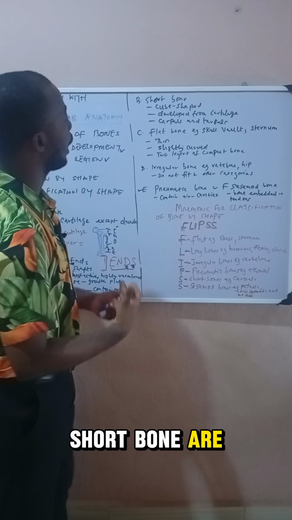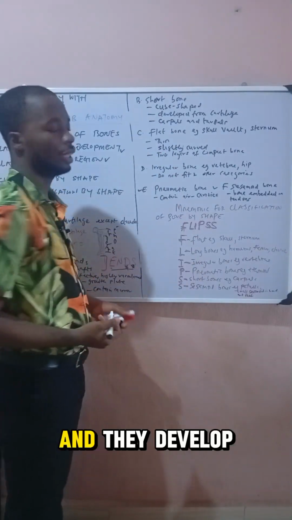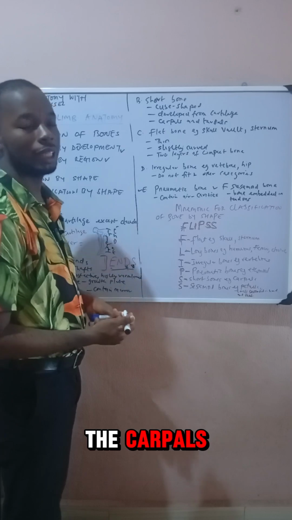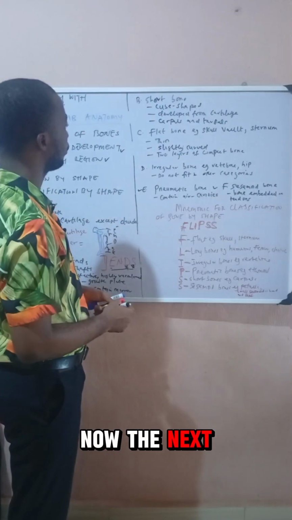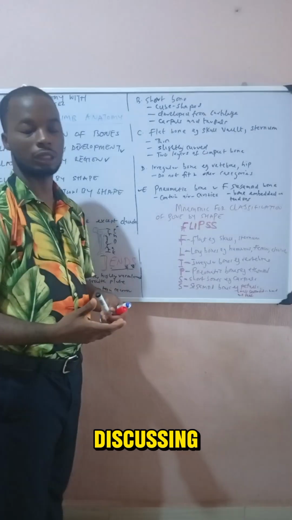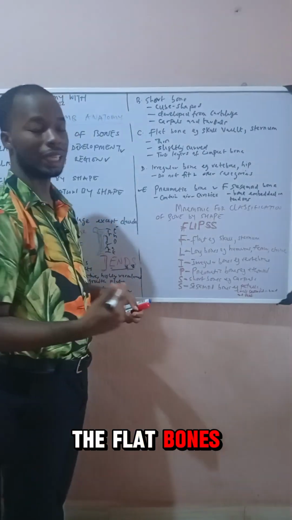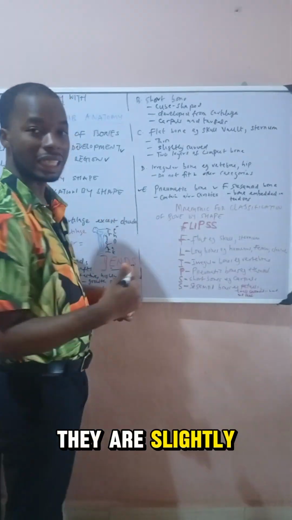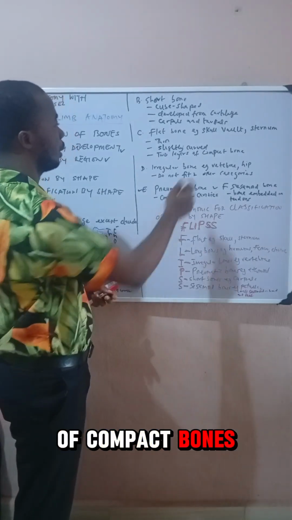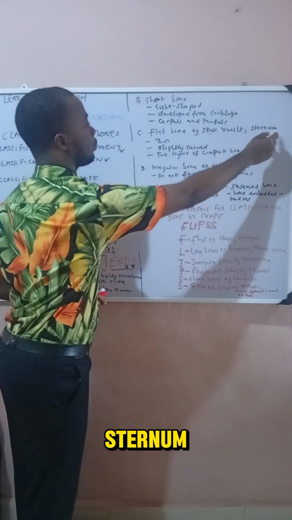The next classification of bone based on shape is the short bone. The short bones are cube shaped and they develop from cartilage. Examples of these bones are the carpals and the tarsals. Now the next bones we will be discussing are the flat bones. The flat bones are thin bones. They are slightly curved and they have two layers of compact bone. Examples are the skull and the sternum.